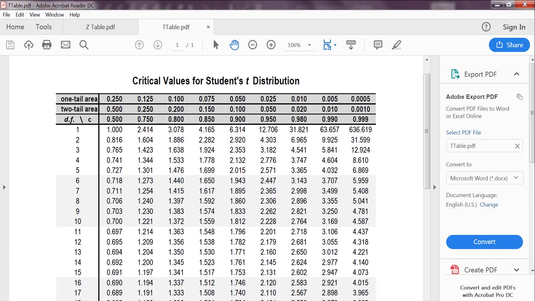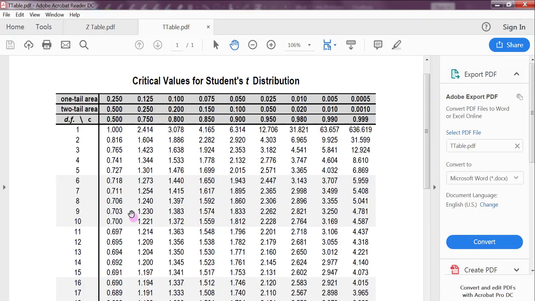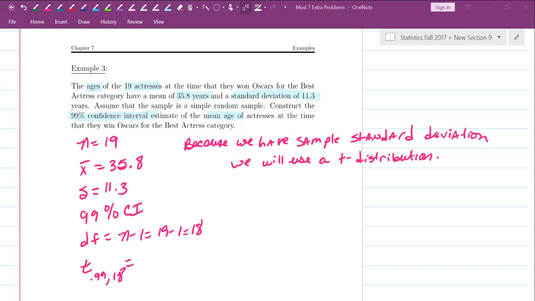And what did we have as our degrees of freedom? 18 and 99. So 18 degrees of freedom, and we're looking at 99% confidence. We're going to look at the intersection of the two. So 0.99 and 18 is 2.878. Our formula is X bar plus or minus T 0.99, 18 multiplied by S divided by the square root of N.